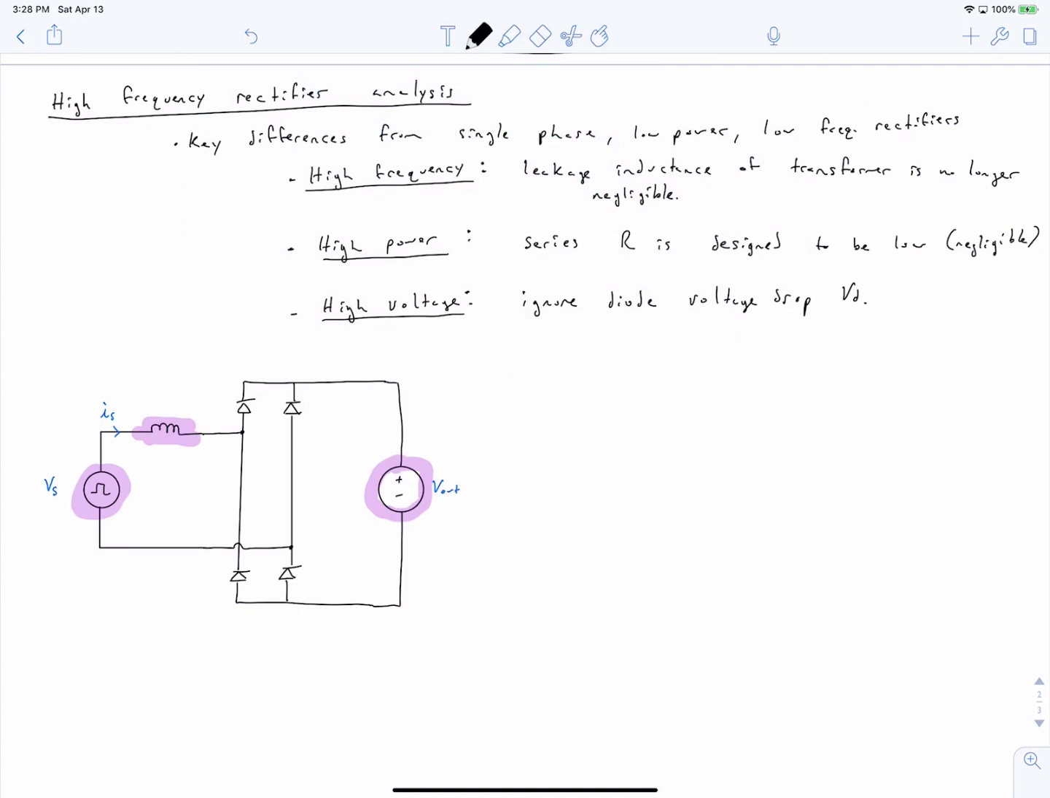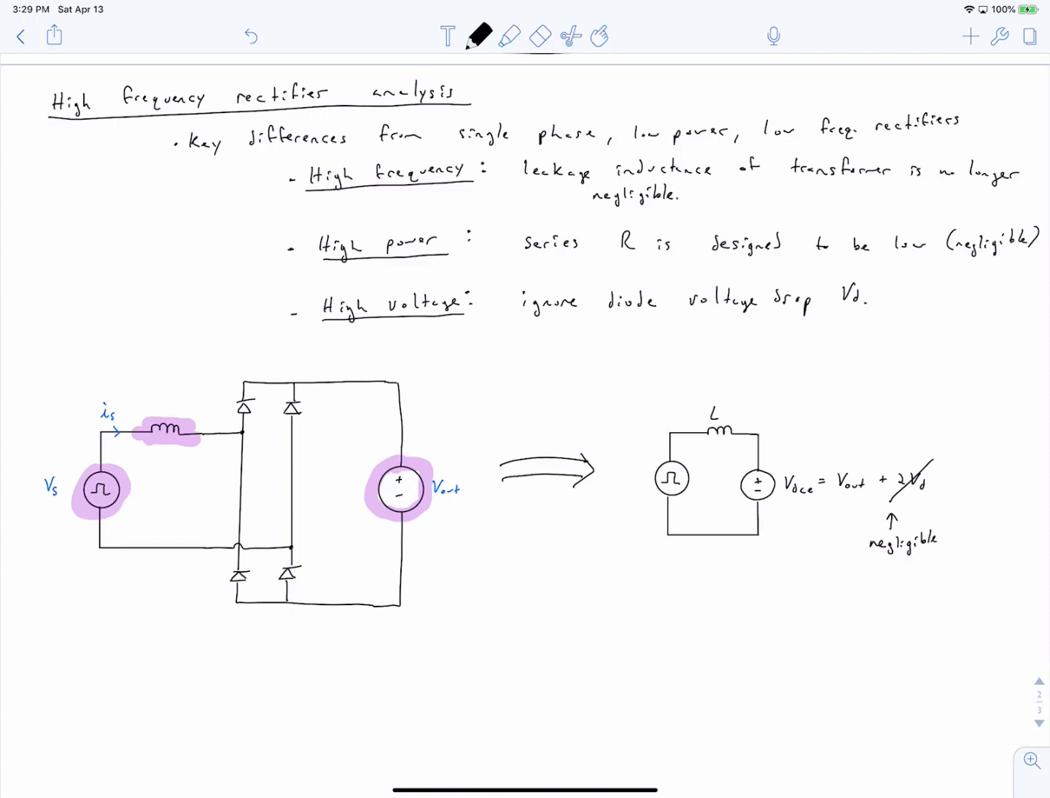And we can further simplify this for the time when our diodes are conducting as the following equivalent circuit, which is also the same as what we did at the beginning of the semester. Only we're replacing our series resistance with a series inductance, the leakage inductance. So I encourage you to go back and look at your notes from the 3rd lecture or the 4th lecture of class when we talked about the design of the low frequency rectifier. You'll see these same equivalent circuits, but with the modifications that I've described here for the high frequency, high power case.